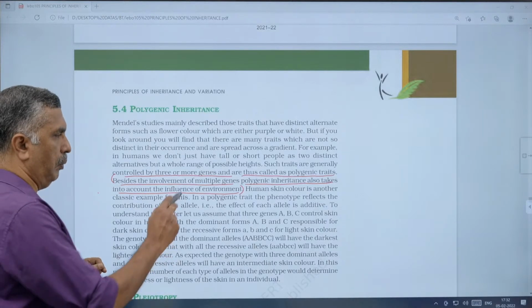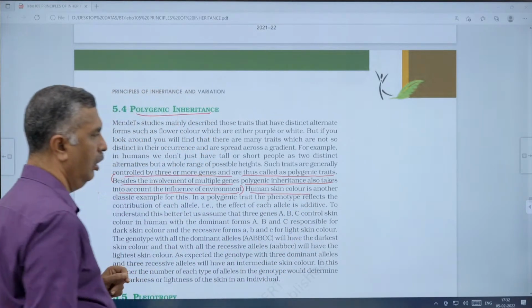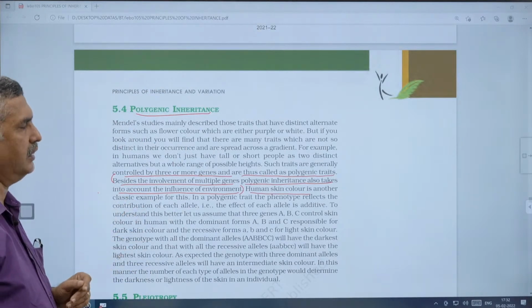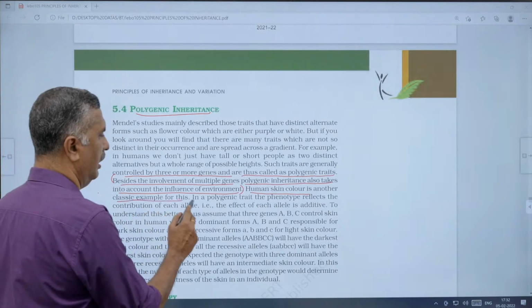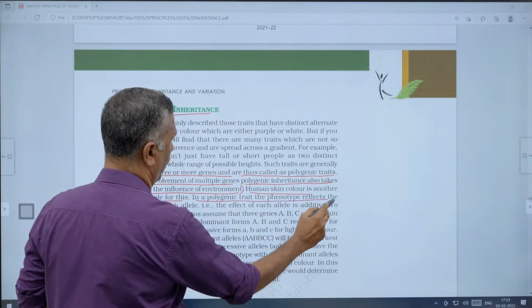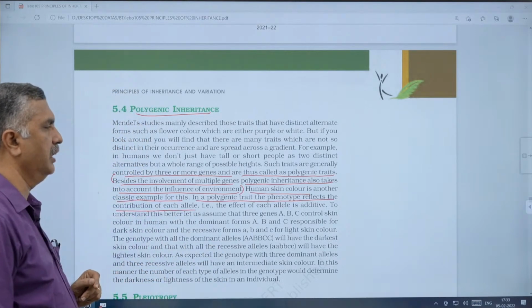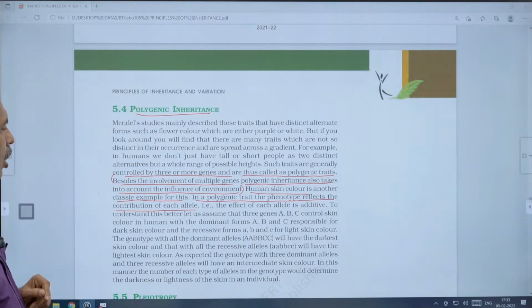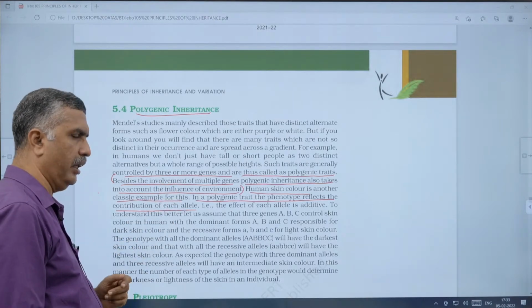The typical example for polygenic inheritance is human skin color. Human height is one example, and human skin color is another classic example. In a polygenic trait, the phenotype reflects the contribution of each allele.